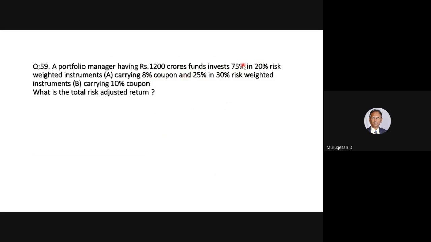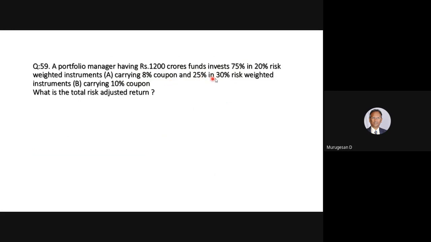70% means 900 crore, and 20% means 300 crore. The 300 crore he is investing is 30% risk weighted, but the coupon is 10%. 10% coupon, 30% risk, so the adjusted return is 7%. Though it is carrying a 10% coupon, the risk is 30. So what is the risk adjusted return? 7%. So on 300 crore you will get 7% only.